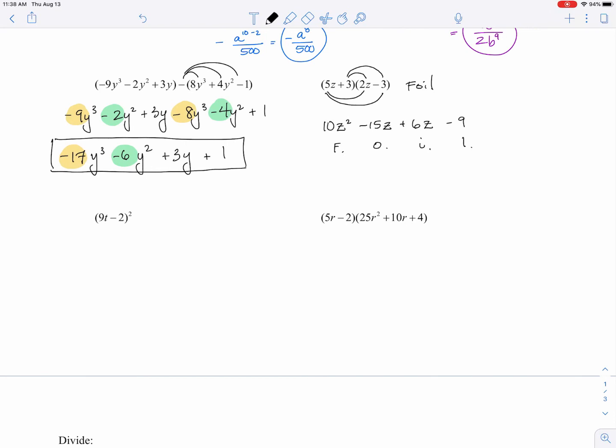And then we just have to clean this up by combining our like terms. We have multiple z's, so we have 10 z squareds, or 10 in our z squared pile. Our total number of z's was negative 15 plus 6 more. That's going to be negative 9z, and then negative 9 constants. And that's our final answer.